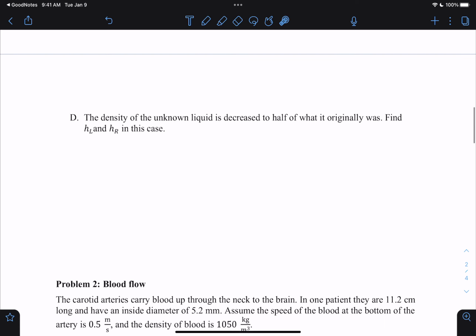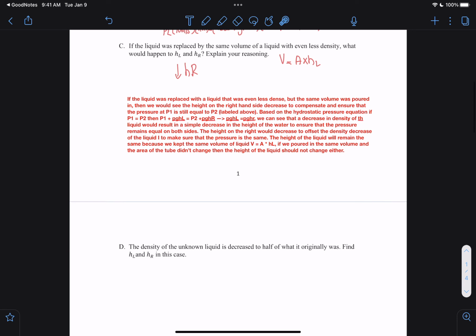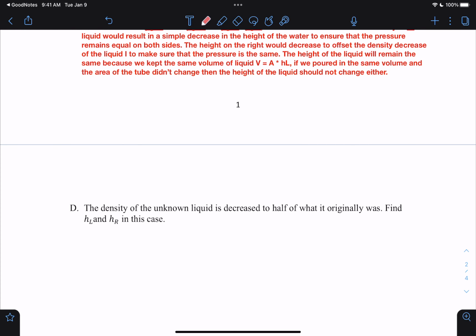Part D is saying the density of the unknown liquid is now decreased to half of what it originally was. Now we just have to find out HL and HR, right? So remember, this is kind of a continuation of part C. Well, if just the density is what we're messing with for the unknown liquid, then what should we observe here for part D? What should change and what should be kept the same?